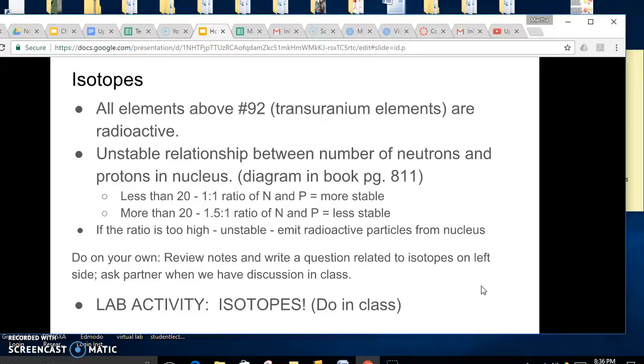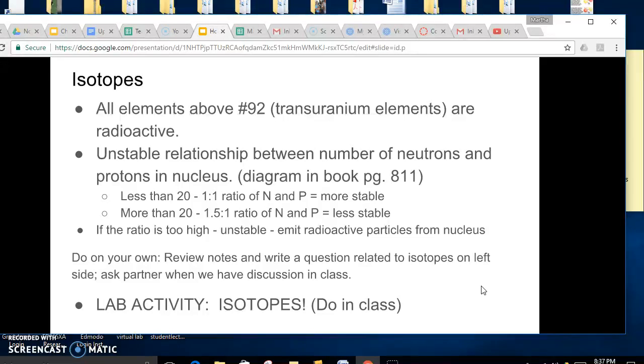For elements that are number 20 and below, so anything up to calcium, they tend to have a 1-to-1 ratio of neutrons to protons, meaning the number of neutrons is the same as the number of protons, and they're much more stable. So we don't see as much radioactivity in those elements. But once you get above 20, you start to see a ratio of 1.5 to 1, and you start to have more neutrons than protons, and that creates a little less stability. And if that ratio is too high, they're so unstable that they just emit radioactive particles from their nucleus. It's not something that you can really predict, but some elements are just more radioactive than others.